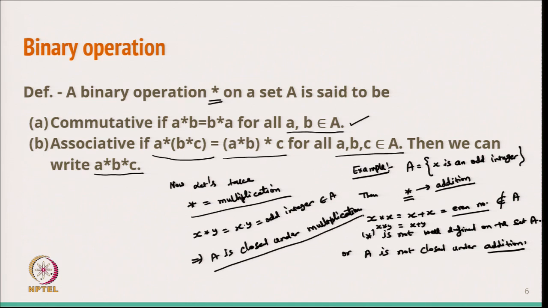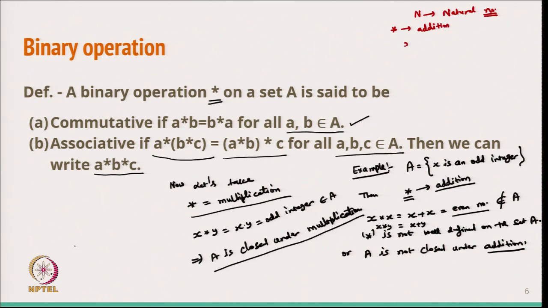So, this is closed under multiplication. So, for the same set I can define different types of binary operations, and for some binary operation I can say that this is closed, and for some binary operation it is not closed. So, let us take another binary operation. Suppose I take the set of natural numbers, and in this case suppose I take the binary operation star as addition.